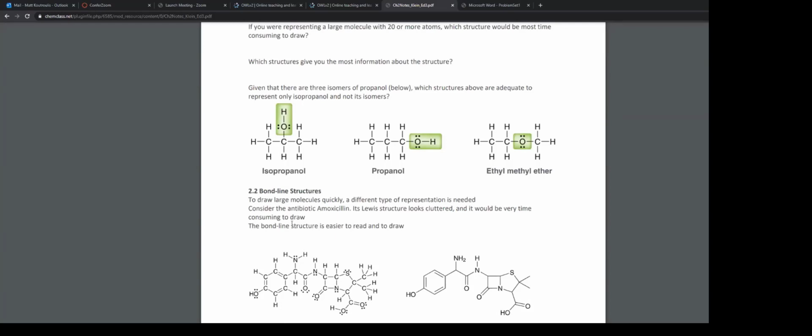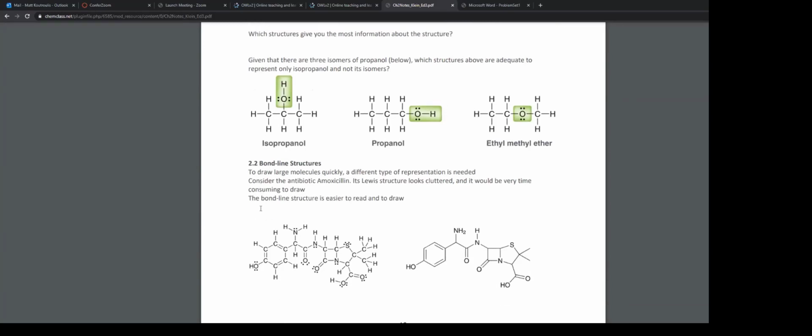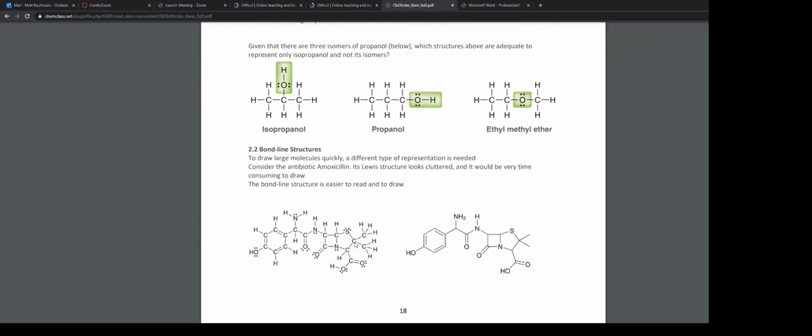People give these things all kinds of different names. Okay, so this is amoxicillin. I'm sure you've all been prescribed amoxicillin before, right? That is probably the antibiotic of choice. It's a mess when you have all the hydrogens drawn in, okay? The bond line structure to the right is much easier to draw. It is much cleaner. And once you know what you're doing, it's much easier to interpret.